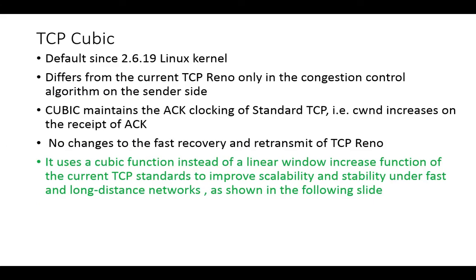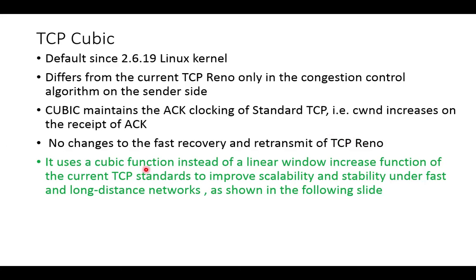First of all, the TCP QUIC version is installed as a default in the Linux version. It differs from TCP Reno only in the congestion control algorithm on the sender side. The rest of the working is the same as TCP Reno. For example, QUIC maintains the acknowledgement clocking, that is, the congestion window increases on the receipt of an acknowledgement. When the acknowledgement arrives, the congestion window is increased. But how the congestion window is increased is different in QUIC than in TCP Reno. Similarly, there is no change in TCP QUIC regarding the fast recovery and retransmit mechanism. They are the same in QUIC and in TCP Reno.